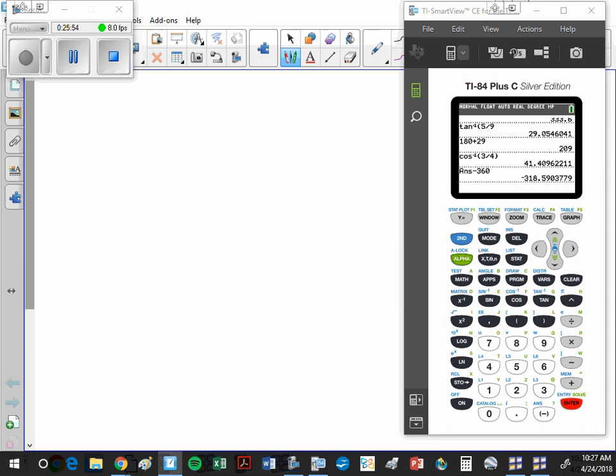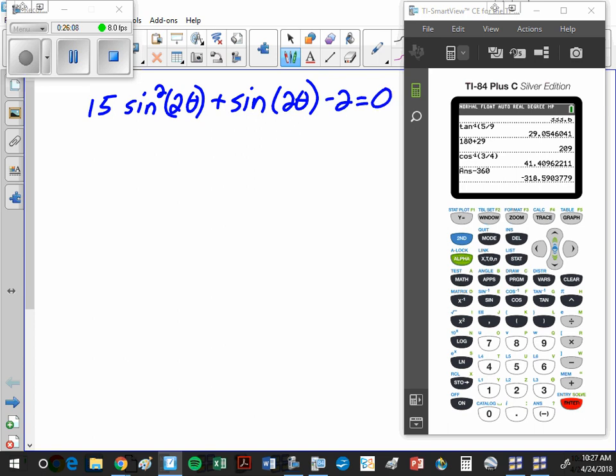53 says 15 sine squared of 2 theta plus the sine of 2 theta minus 2 equals 0. So x is the sine of 2 theta. Okay? So 15x squared plus x minus 2.